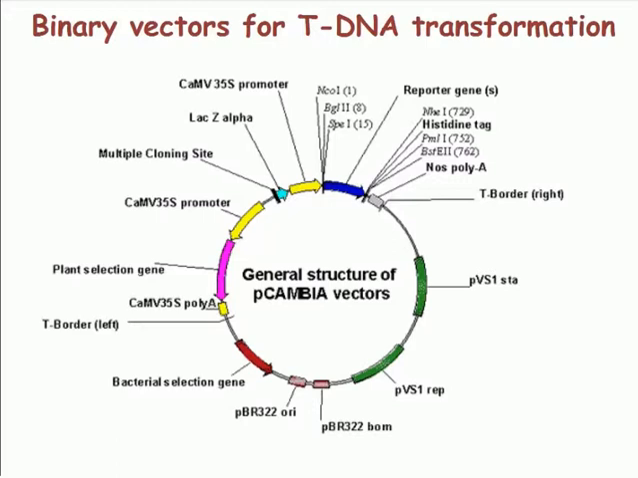This other part of the plasmid, as you can see, has the bacteria selection gene, ampicillin, kanamycin, things like that. The origin of replication for E. coli, and a few other genes that are required for Agrobacterium.